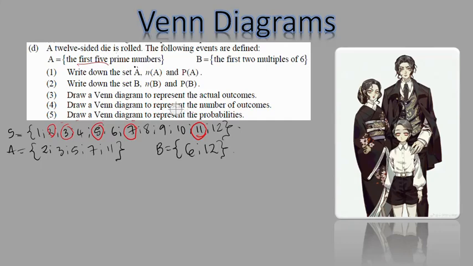Write down the set A. I already did that. Write down n of A. Okay, let's do that. Number 1, the number of values that are in A. That's what n of A means.